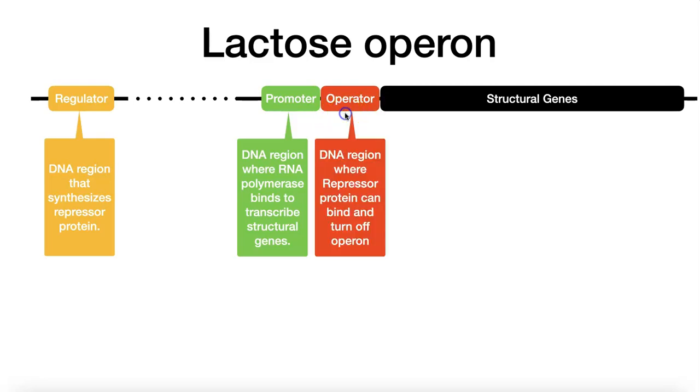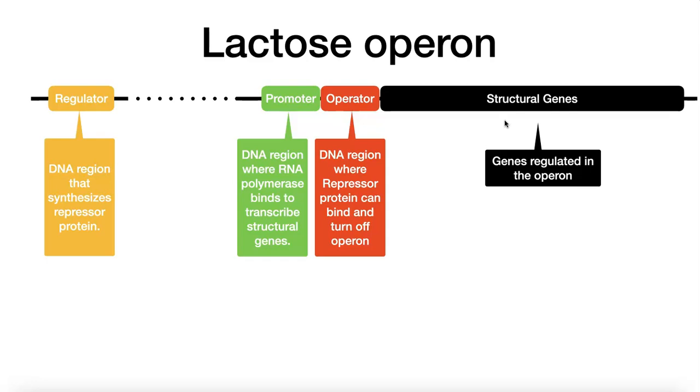It's called the operator. The operator is a region of DNA where the repressor protein binds. Again, flashing back, the repressor protein is always made by this regulator sequence, so it's always present. And where it binds is to this operator region. Then within an operon, we talk about structural genes. These are the ones that are actually doing the job.